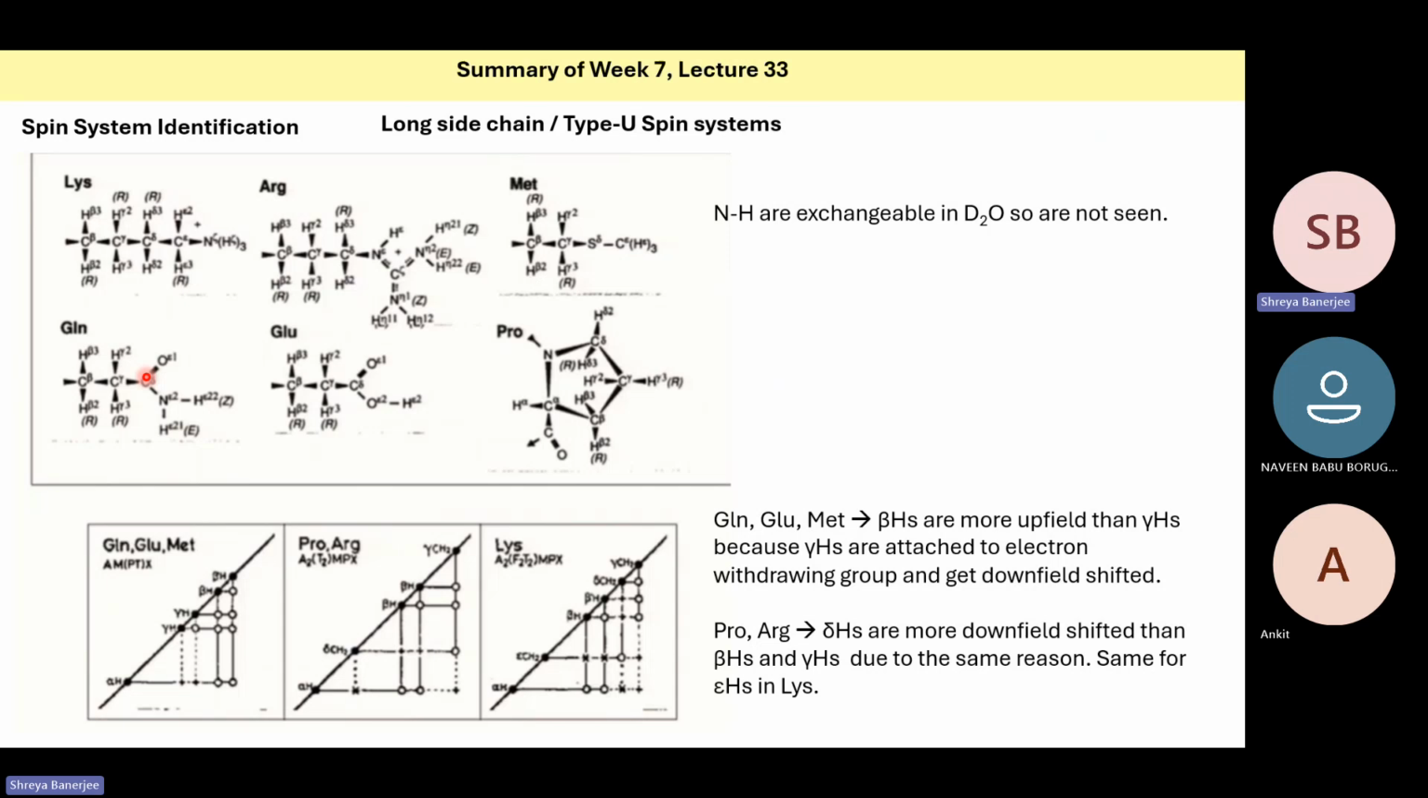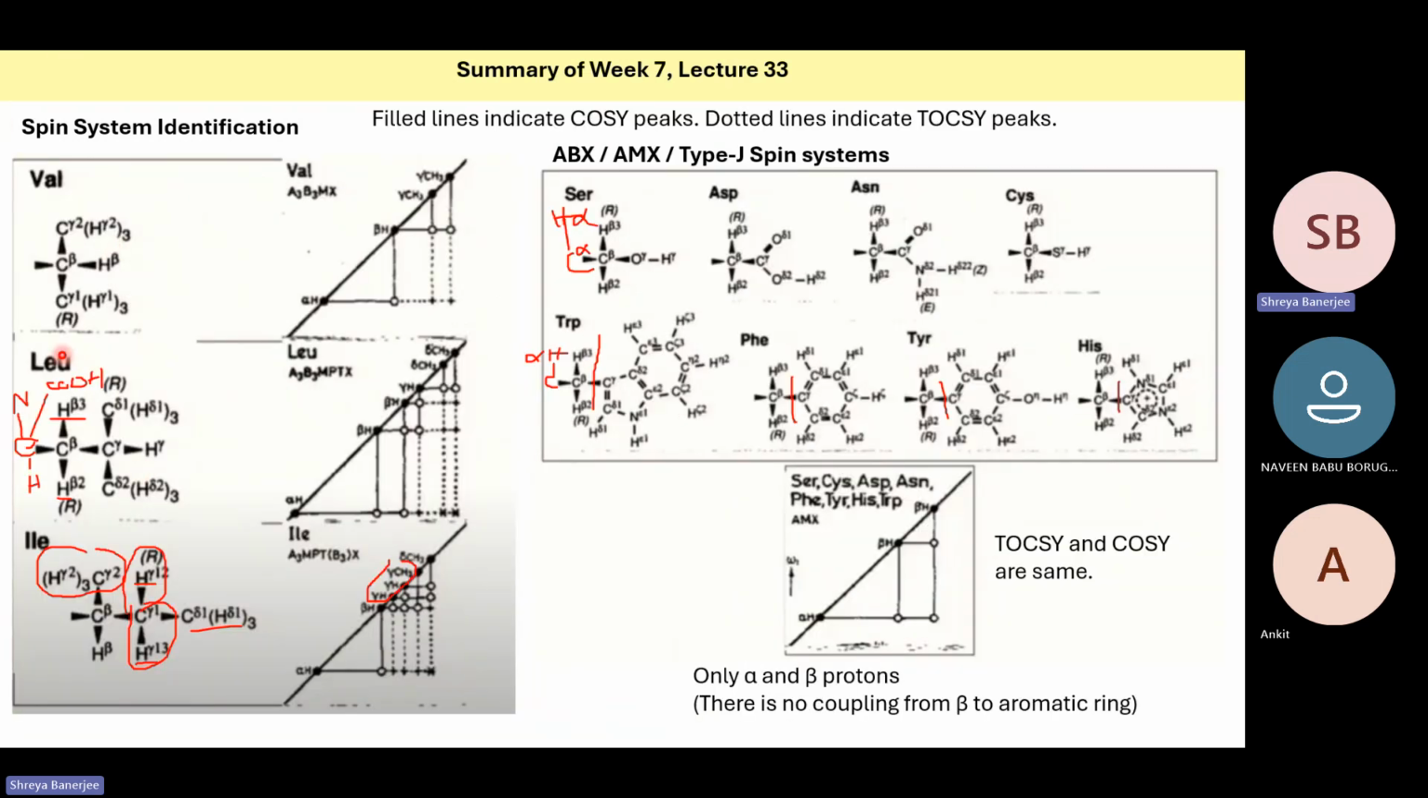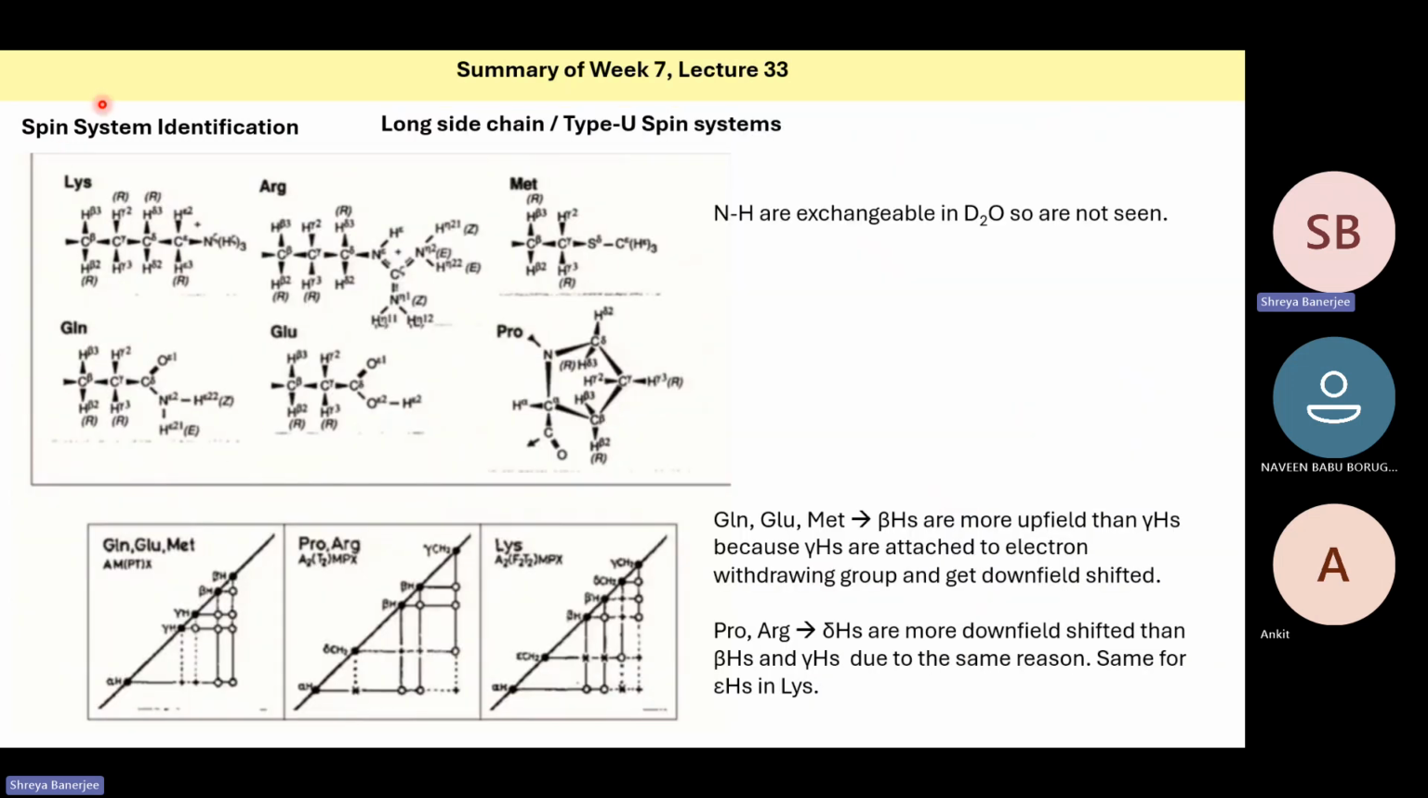There is another kind of spin system, which are basically long side chains, and long side chains having polar atoms. Leucine is also a long side chain, but it has only CH atoms. These six amino acids, lysine, arginine, methionine, glutamine, glutamic acid, and proline, fall under another category: long side chain, but with polar atoms. They are often called type U. So we will look at how these appear.